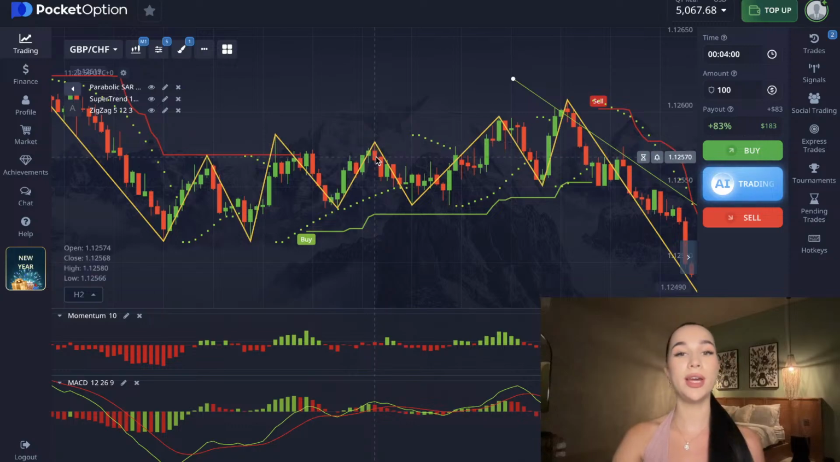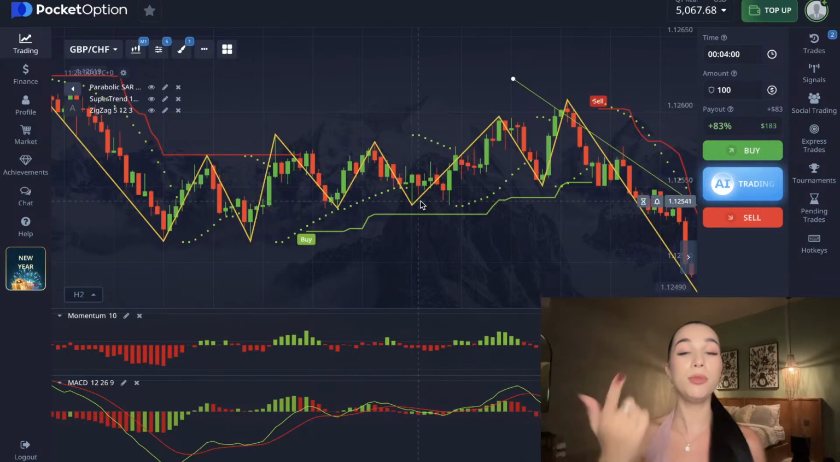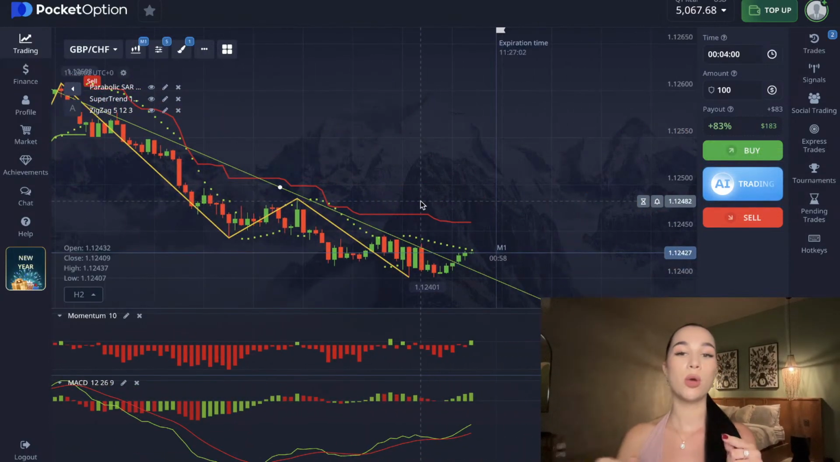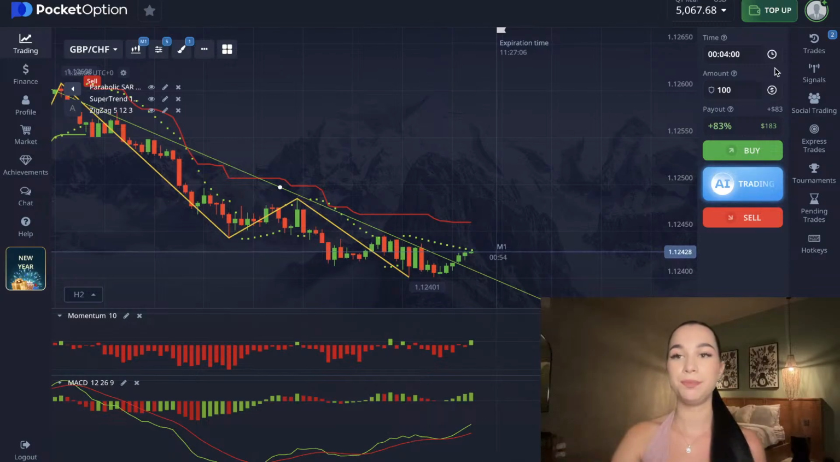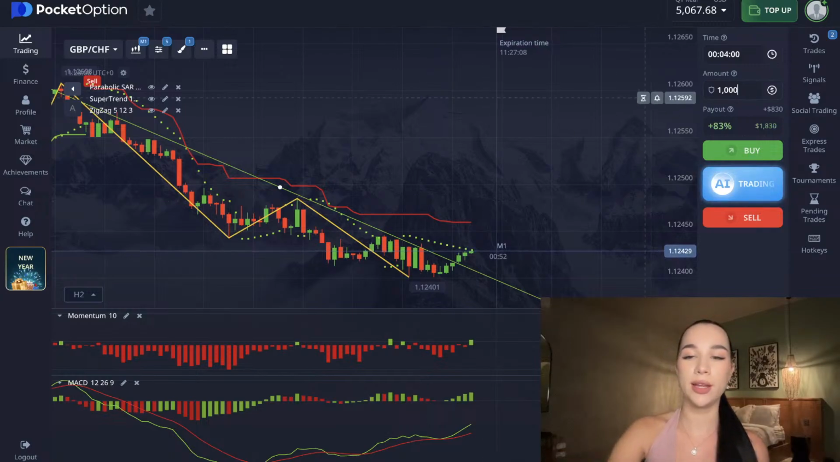Then you see some downward movement, so you open a trade down for 2 minutes. Boom, you got your profit. So you're always working up and down, always changing your directions. So here we can also open a trade.